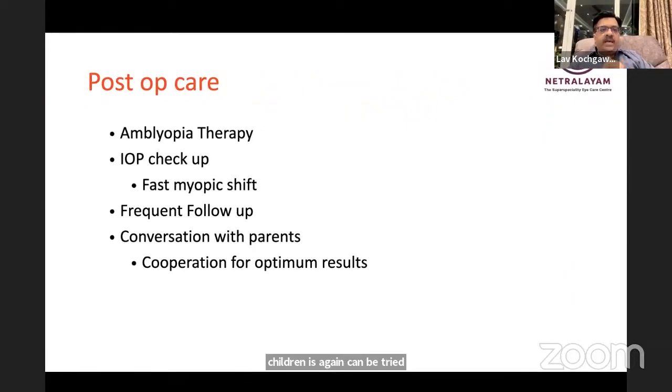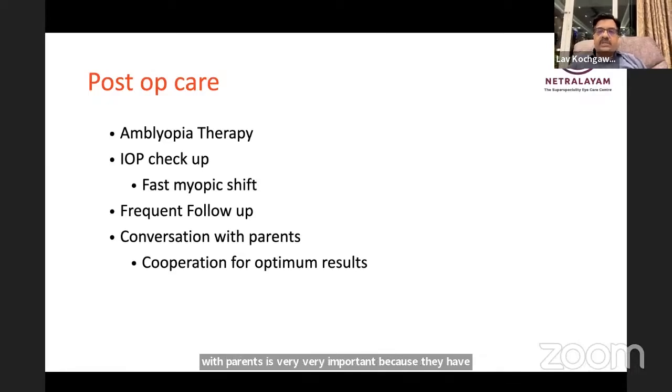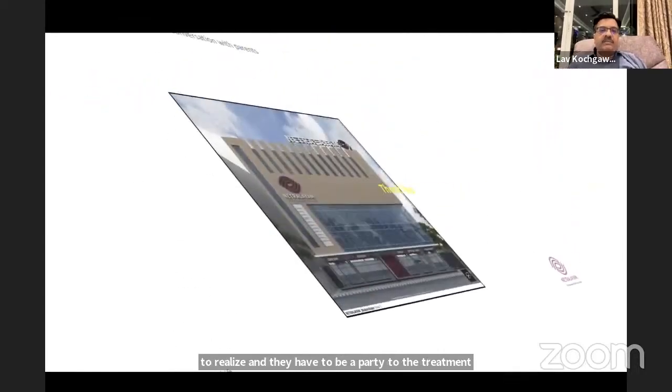Post-op care will be amblyopia therapy, as all of us know. IOP check almost at every visit, especially in the first 1 or 2 years after surgery. Frequent follow-up: what I generally do is my first follow-up after the glass appointment is about a month after that, and after that every 3 months, and if patching is being done, it can be even 2 months. Constant conversation with parents is very, very important, because they have to realize and they have to be a party to the treatment, because all the implementation has to be done by them.